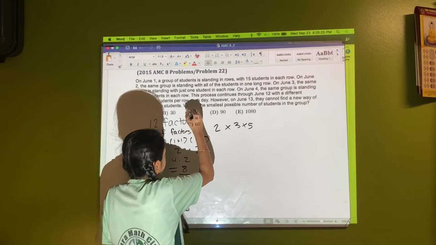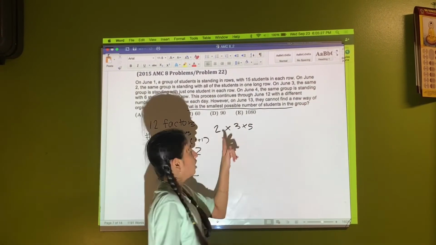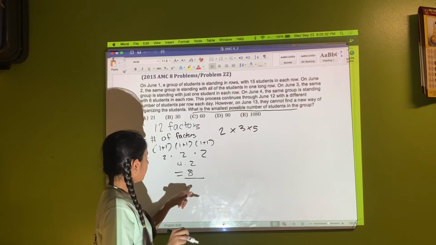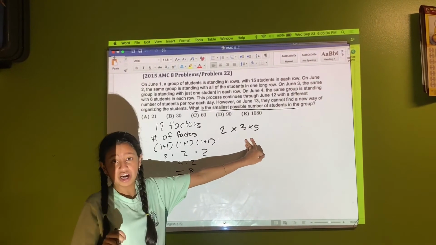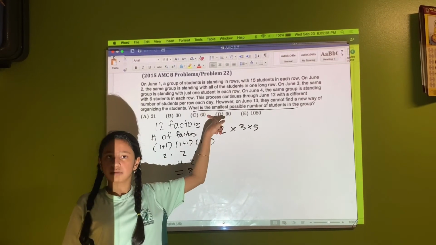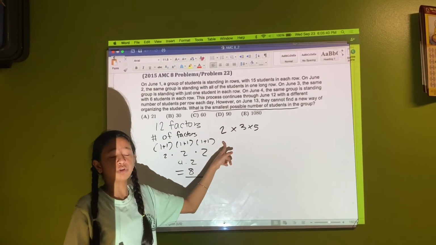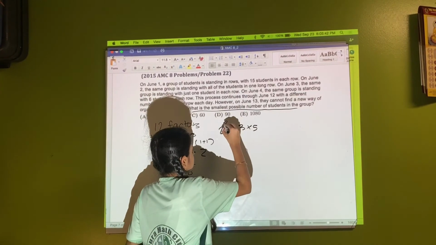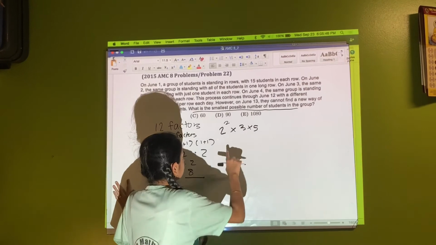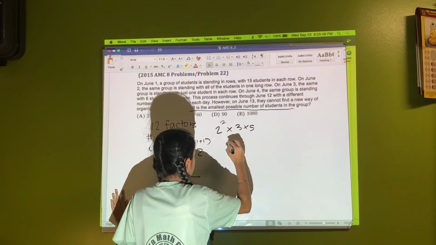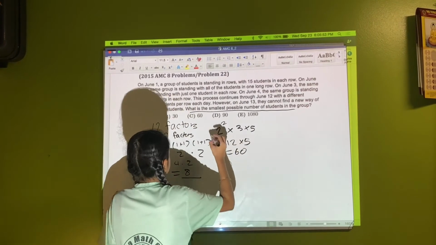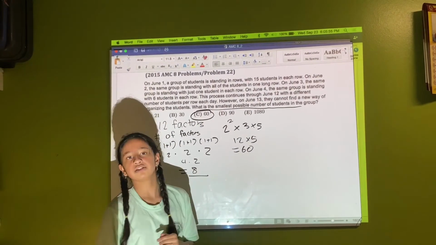So one important thing before we go to the next step. You want the smallest possible. You need to remember this is a problem. So we only have 8. That means we need to square one of these numbers. Because we want the smallest possible number, we're going to go ahead and square 2. So now if we solve this, we're going to get our answer. 2 times 2, 4, 4 times 3, 12. 12 times 5 is equal to 60. So C is our answer.